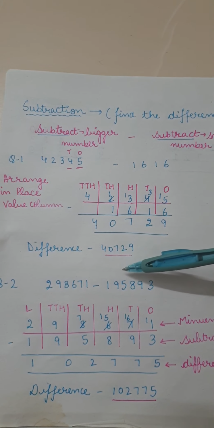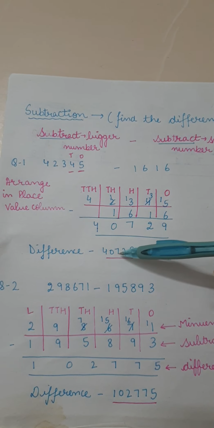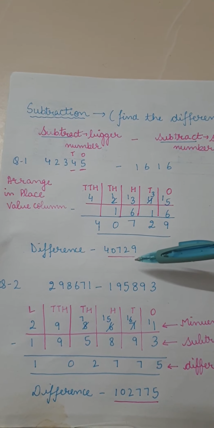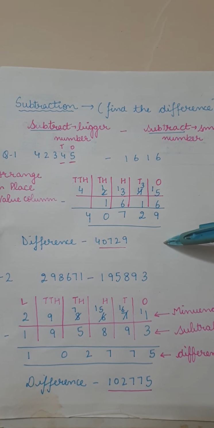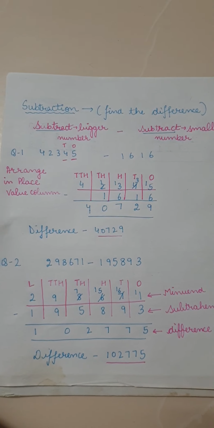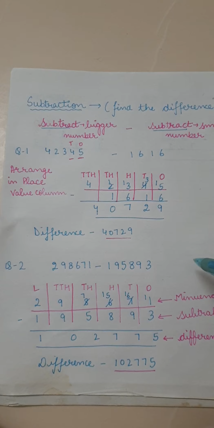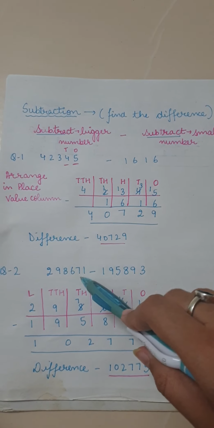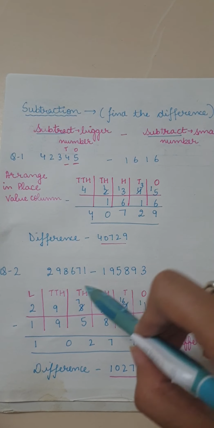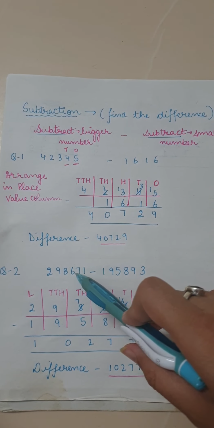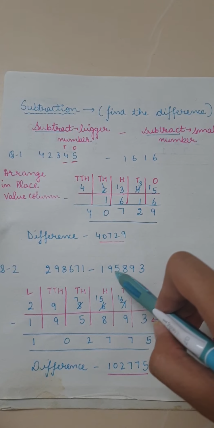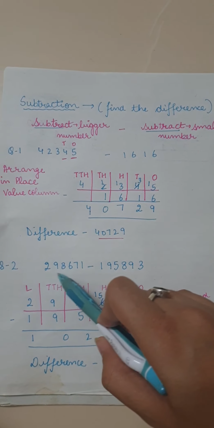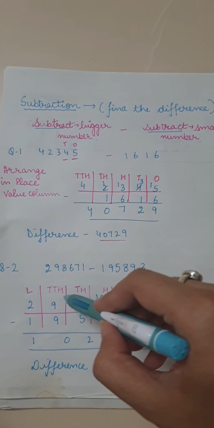So the difference between the two numbers is 40729. Our final answer comes out as 40729. Now we are going to understand this concept with another question. In this we have taken digits that are greater than the ones which were in the first question. 298671 minus 195893. We are going to arrange the digits in the place value columns.